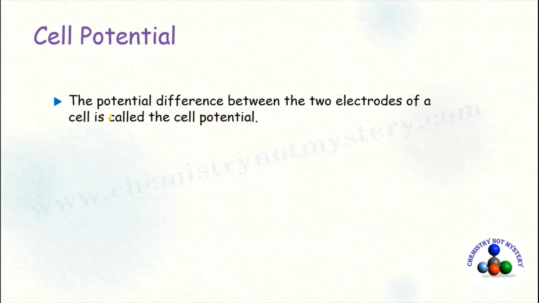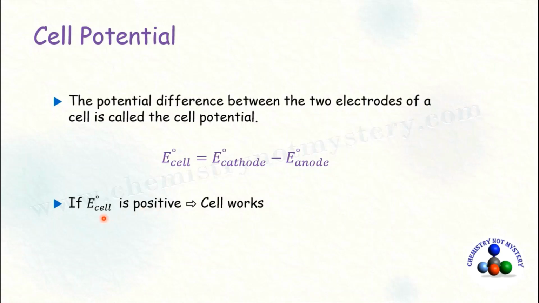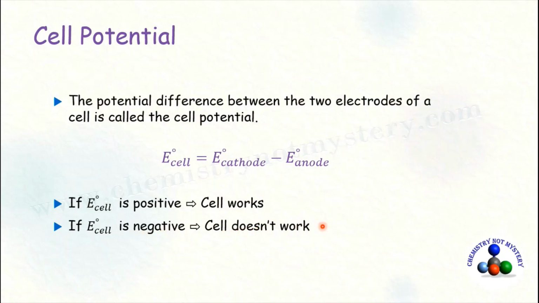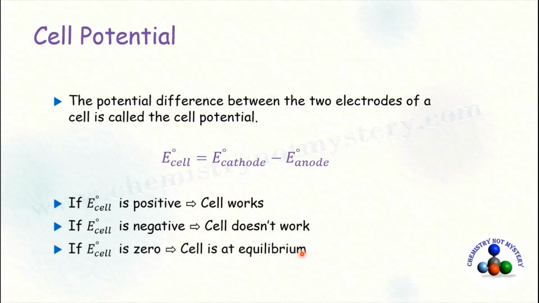So as we have learned, cell potential is the potential difference between two electrodes. So you will get the equation E° cell is equal to E° cathode minus E° anode, as it is the difference of electrode potential of cathode and electrode potential of anode. Its value may be positive. If its value is positive, then the cell will work. And if its value is negative, then the cell will not work, so you won't get any current from the cell. But if its value is 0, that means the cell is at equilibrium.